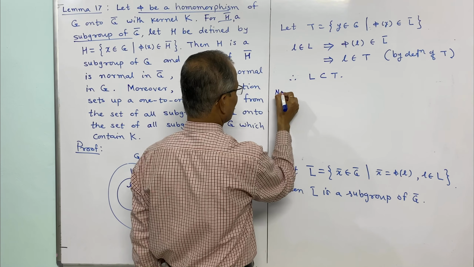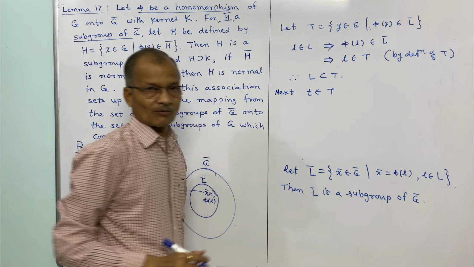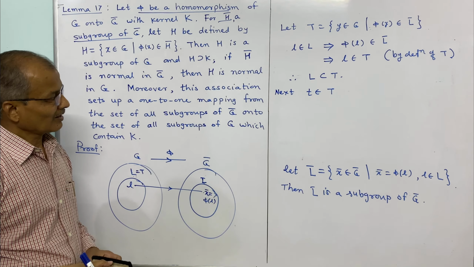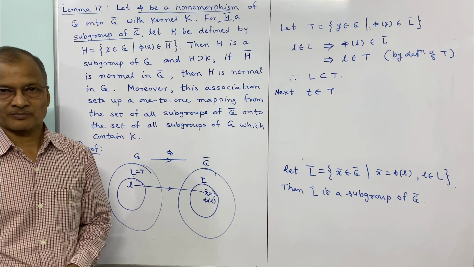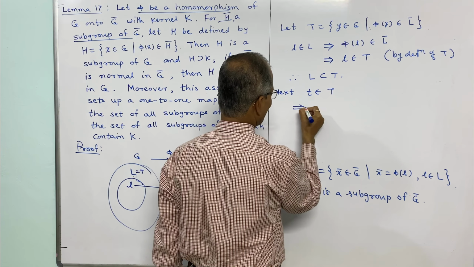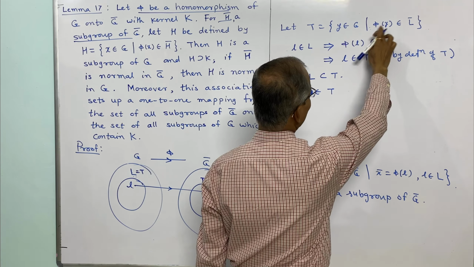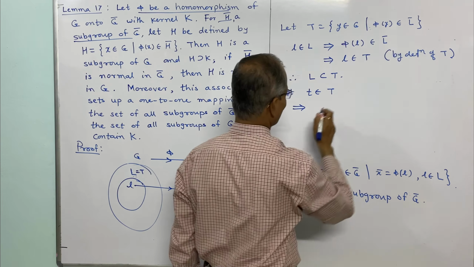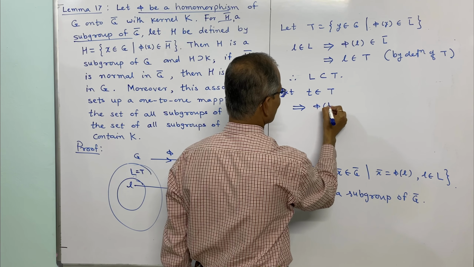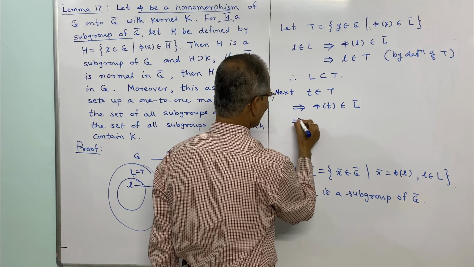Next, let t belong to T. We will show the other part, that is T is also a subset of L. So let t belong to T. This implies that its phi image must be in L bar. So its phi image, phi of t, belongs to L bar.